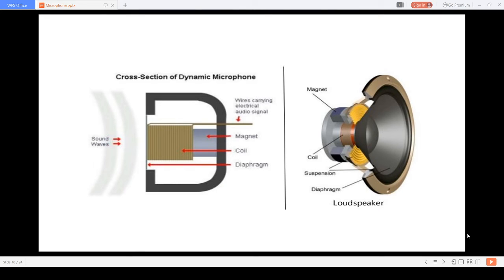The working of the dynamic microphone: it uses the principle of electromagnetic induction. When sound strikes the diaphragm, it moves a coil in and out, which is placed in a magnetic field. This motion changes the flux through the coil, which results in an EMF being induced in the coil due to electromagnetic induction. The value of the EMF depends on the rate of change of flux and hence on the motion of the coil, and this EMF comes out of the microphone. Here is the circuit diagram of the dynamic microphone.